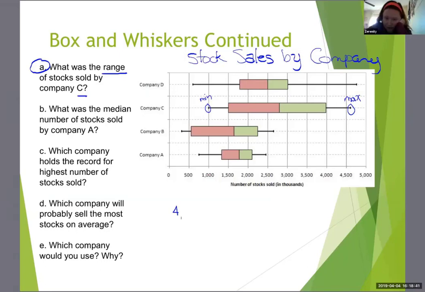4,500. I think it's a little beyond that, huh? Yeah. So maybe like 4,700? Maybe. Again, we're only able to approximate off these kinds of graphs. So 4,700. Now be really, really careful. Did you read the labeling on that number line that I'm pulling numbers off of right now? Number of stocks sold in thousands.